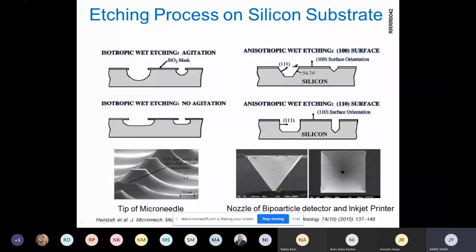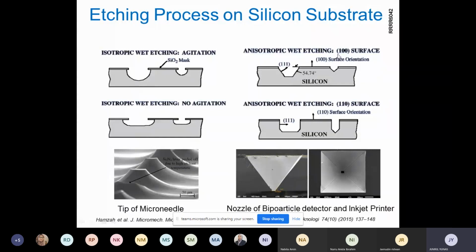Okay, this is an application of the isotropic etching process. We can create a microneedle. So if you put here the same pattern at a low distance, we can have a needle shape, with the tip of the microneedle only up to 50 micron in diameter.